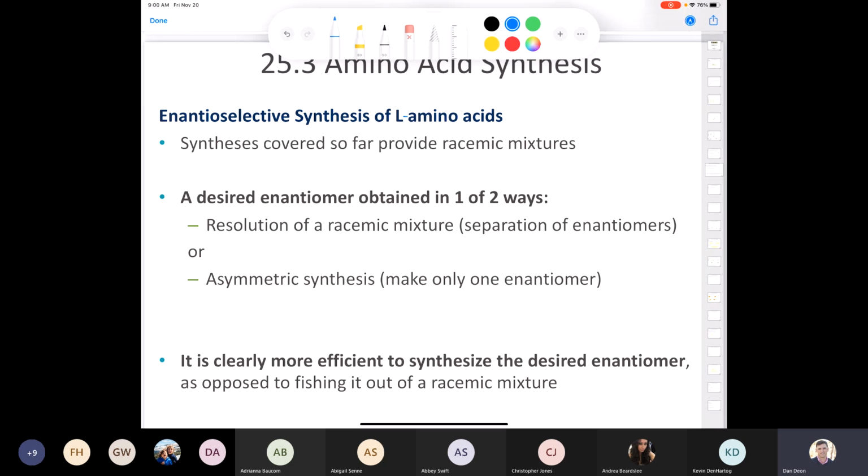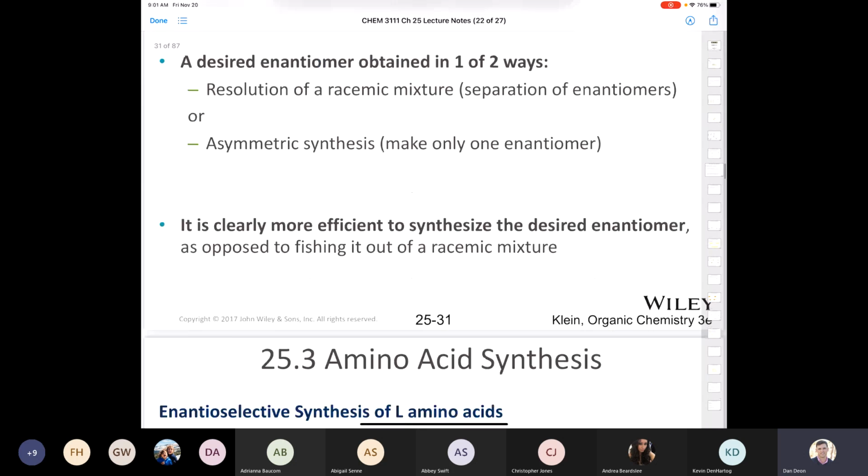But the best way would be to not even end up with a racemic mixture to begin with, right? Would be to do an asymmetric synthesis. So that means make only one enantiomer. Sometimes I call that a chiral synthesis, right? You're making a chiral compound. It is clearly more efficient to synthesize the desired enantiomer as opposed to fishing it out of a racemic mixture. Now, it depends on the situation. Maybe you don't care if you have a racemic mixture. Okay, no problem. But generally speaking, chiral synthesis is going to be much more useful in organic chemistry.